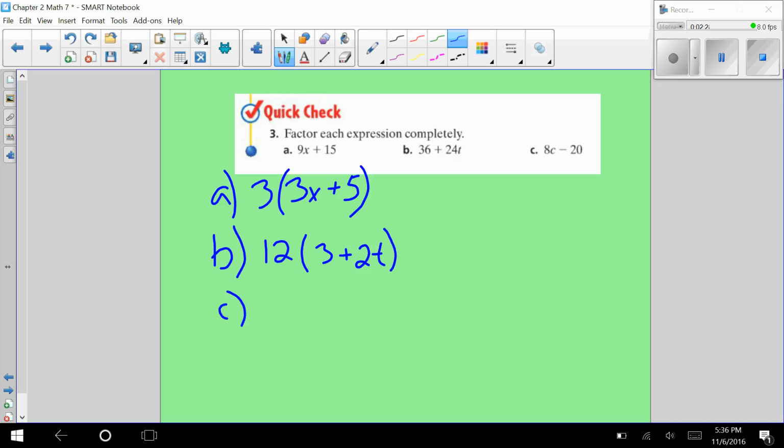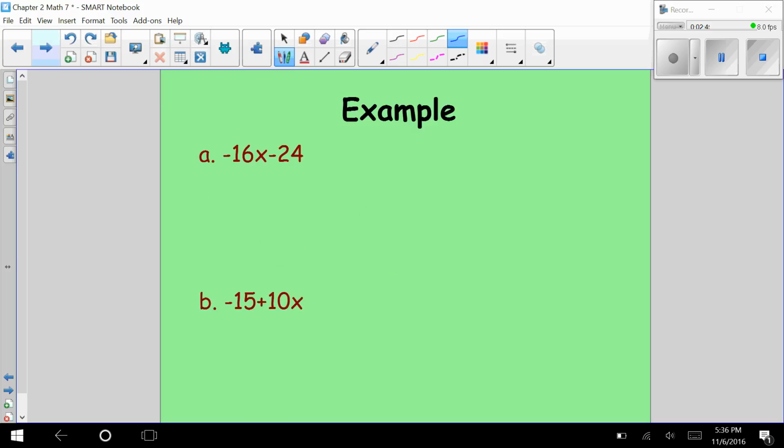And for letter C, 8c minus 20, what is the GCF of 8 and 20? It is 4. Start my parentheses. 4 times what makes 8c? 4 times 2c makes 8c. 4 times what makes 20? 4 times 5 makes 20. There's a minus in the problem, so I put a minus in my answer and close the parentheses. All right, try these two. Letter A and letter B, factor these.